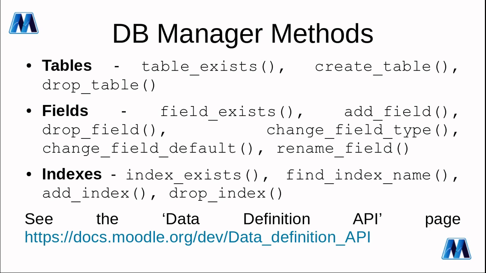Right, so you've got some methods. You can check if a table exists, drop a table. You can create fields, check if fields exist, rename fields, etc. And then the same with indexes. You can check if one exists, find an index, drop an index, etc. So there's a link to the documentation in this presentation for you to go and have a look at.